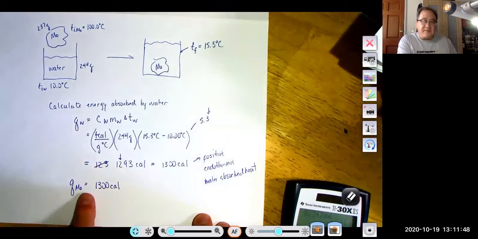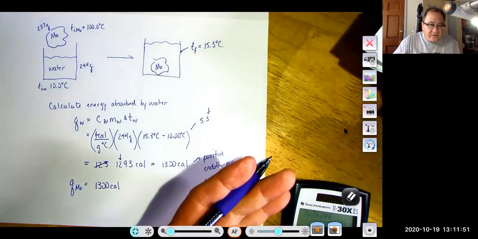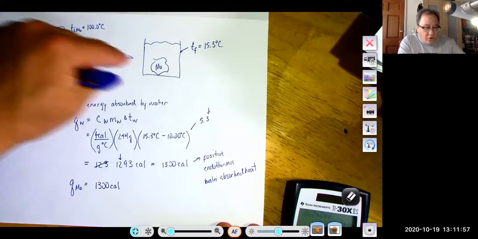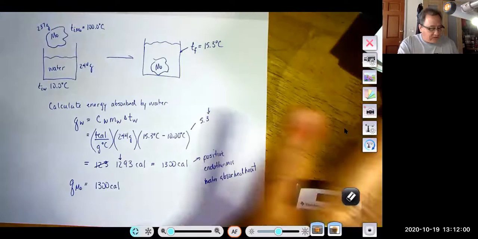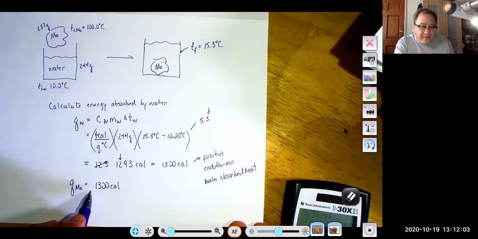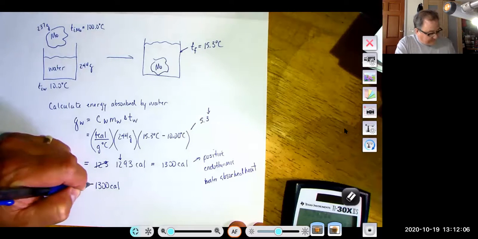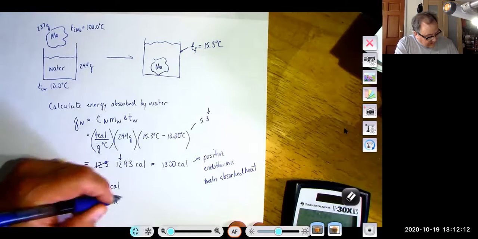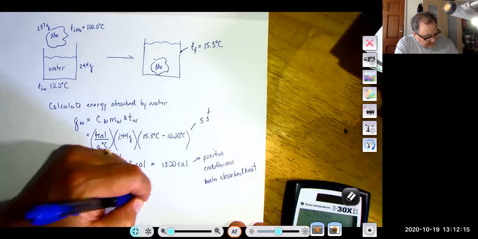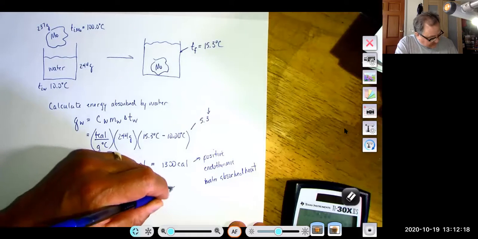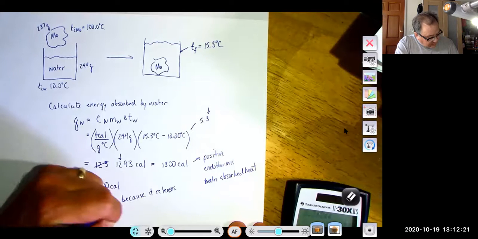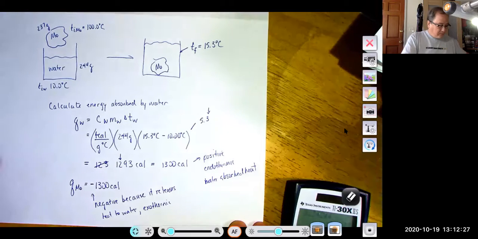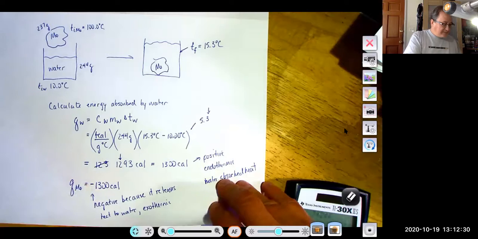But is the molybdenum releasing heat to the water, or is it absorbing heat from the water? Well, I would say since it's so hot and it gets cold, it's releasing heat to the water. So what does the sign on the molybdenum have to be for the heat? It has to be negative. So this is negative because it releases heat to the water, which makes it exothermic. Okay, so let's keep that in mind.